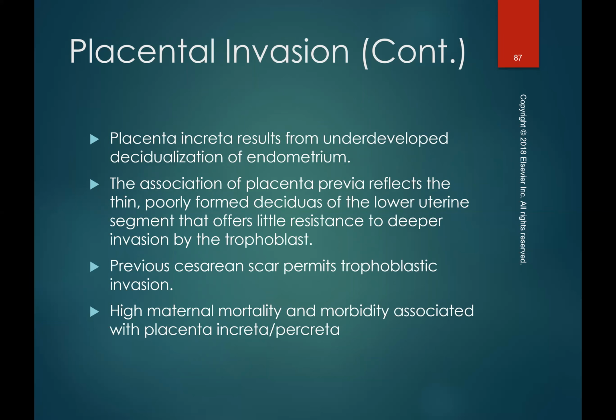The placenta increta results from underdeveloped decidualization of the endometrium. The association of placenta previa reflects the thin, poorly formed decidua of the lower uterine segment that offers little resistance to deeper invasion of the trophoblast. So if you have a previous cesarean scar, it permits more trophoblastic invasion. So patients that have had a C-section before are at higher risk for a placenta accreta. High maternal mortality and morbidity is associated with placenta accreta and percreta just because of the risk of hemorrhage.